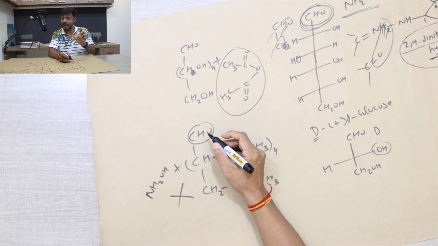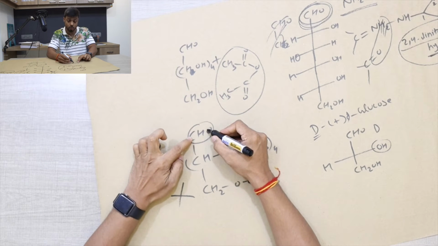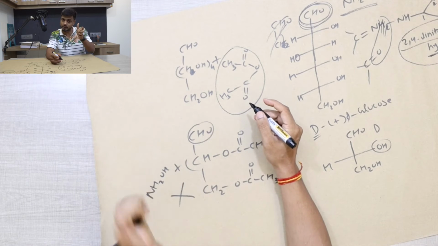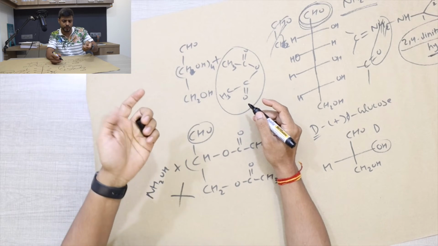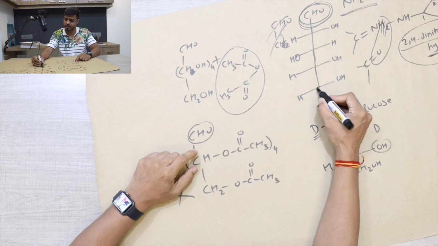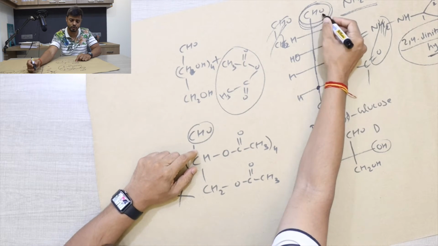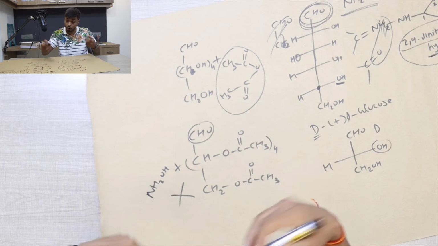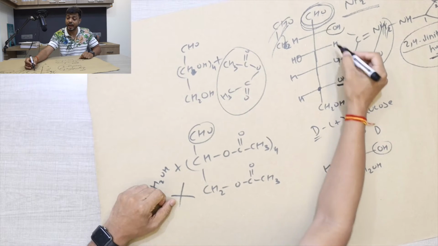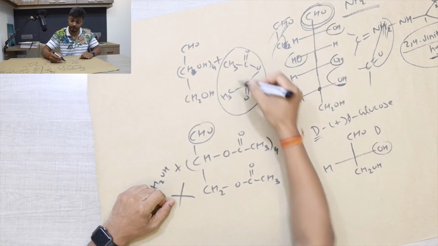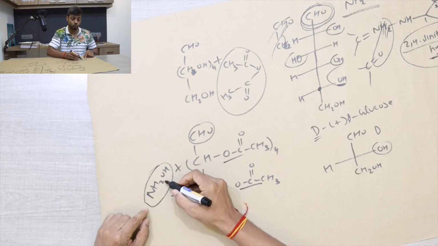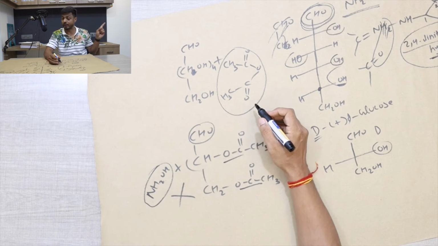It means there is a high possibility that CHO might be forming a ring structure with any one of the OH groups. We will see what that OH group is. It is basically the carbon 5 OH group that is engaged with this CHO, but we'll see that part in a while. The point is that once all the OH groups get engaged and form acetate groups, it is not giving a positive test with NH2OH, which earlier it was giving, right?